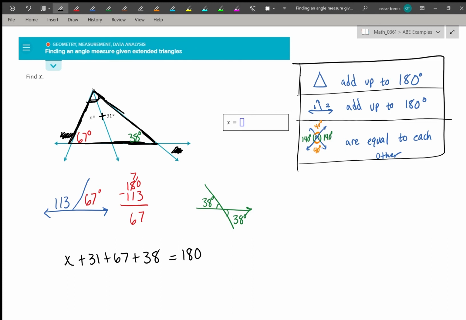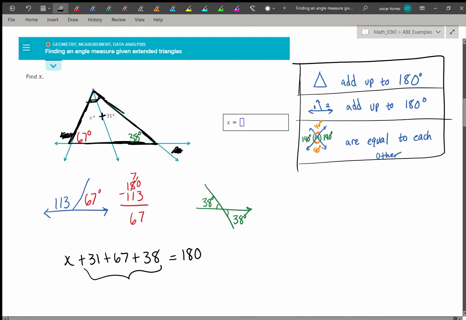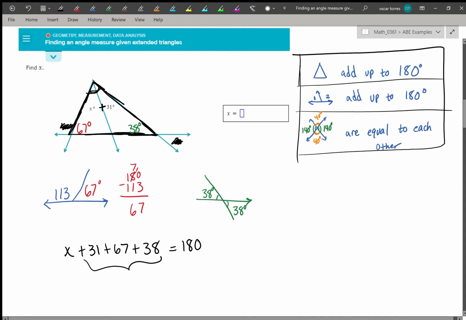Now that we have our equation set up, we can go ahead and combine all of these numbers. So we can do 31 plus 67 plus 38. I don't believe you're allowed to use a calculator for this lesson. I could be wrong, but I don't think you can. So I'm going to go ahead and write them out like this and add them together. 1 plus 7 gives us 8, plus 8 gives me 16. 3 plus 1 gives me 4, plus 6 gives me 10, plus 3 gives me 13. So we get 136.